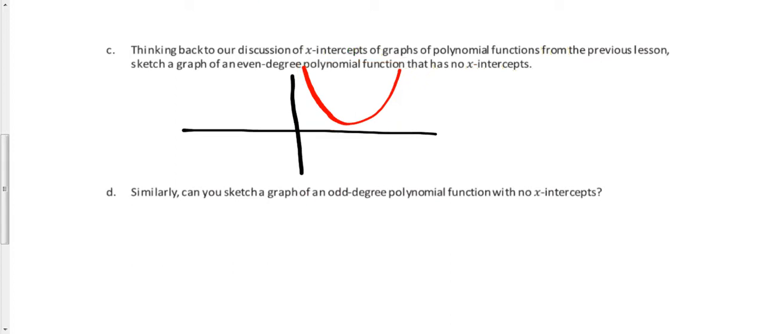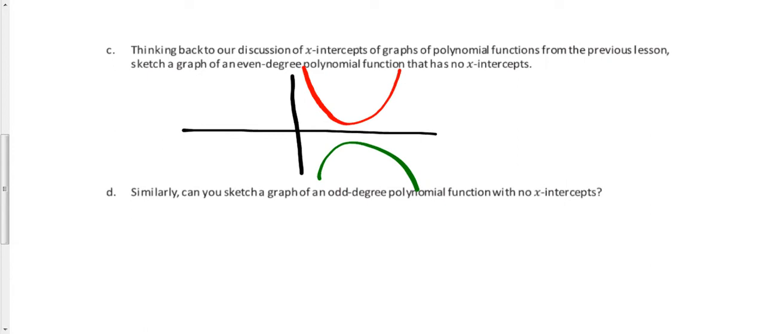Could I do this? How about the green one? Is that an even degree polynomial? It's upside down, but it's a U shape, right? It's just an upside down U. You could do that too.